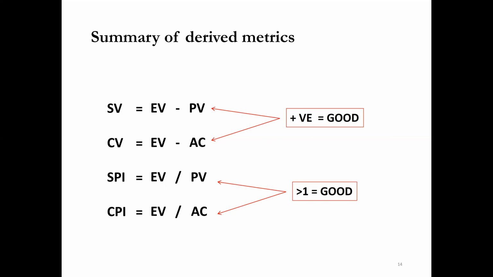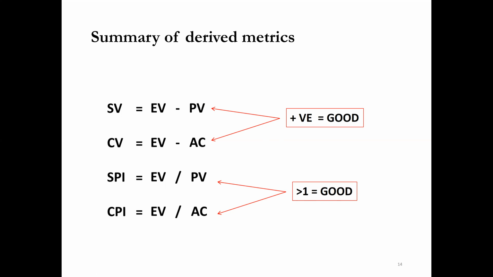Similarly, for the other two values, the first two values being positive is good. SPI is EV over PV. If this is greater than 1, it means EV will be more and PV will be less. Similarly, CPI is EV over AC. EV value is more and AC is less, so we will get a value more than 1. If this happens, this is good: we shall be ahead of schedule and under budget. Our cost will be low.